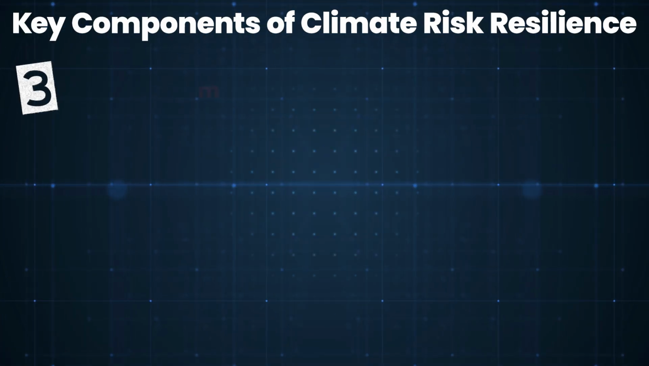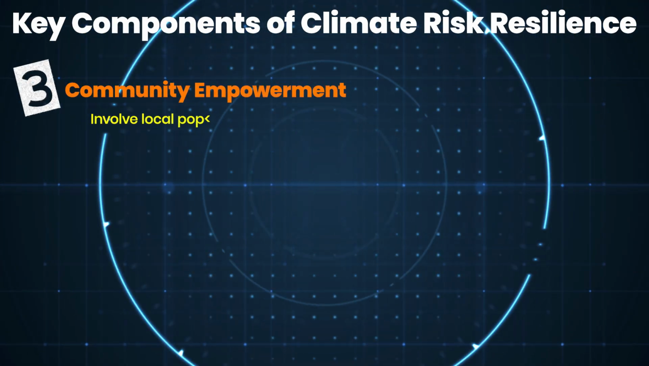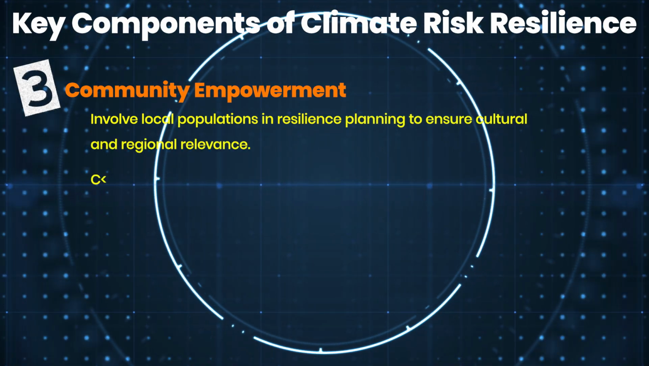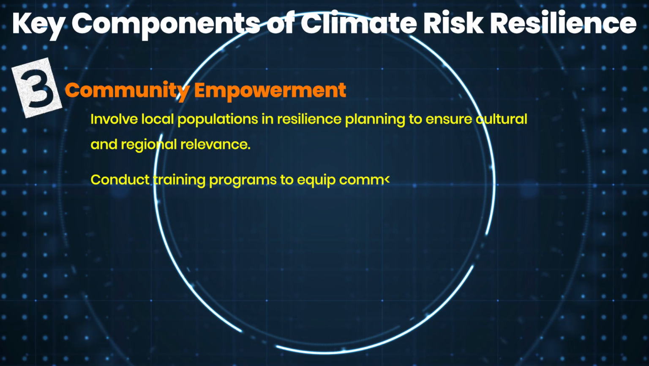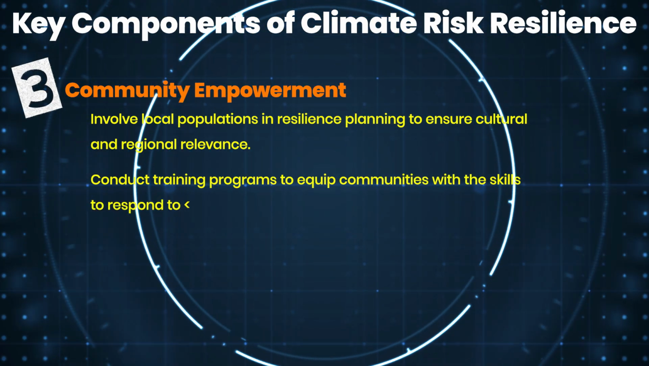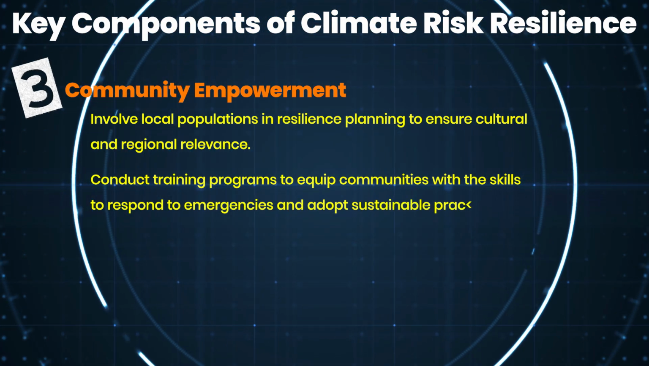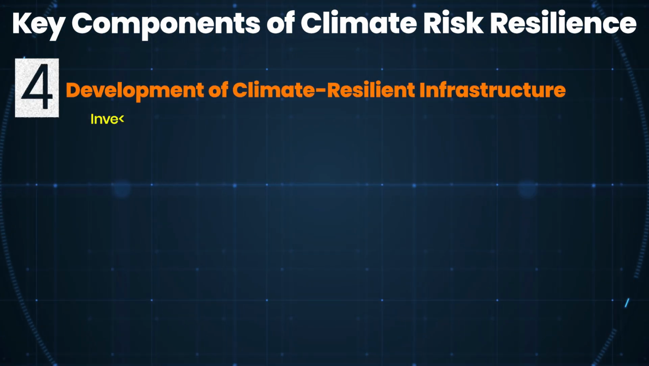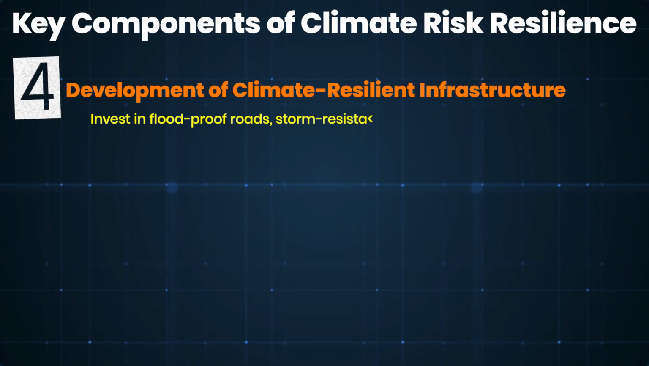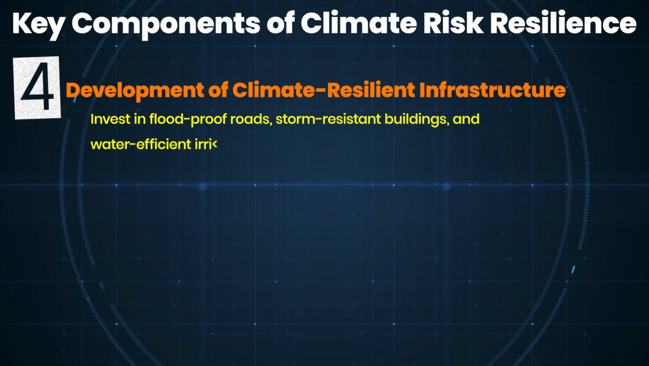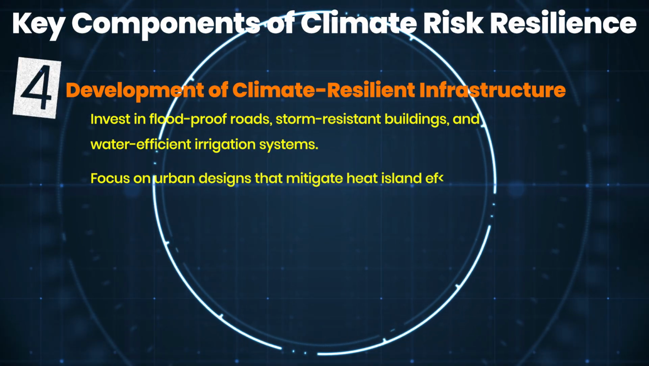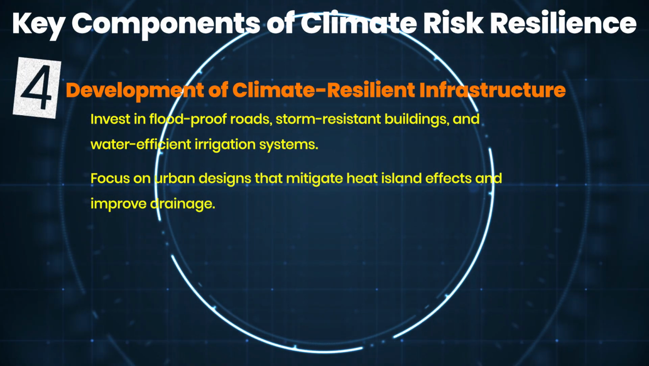And the third is community empowerment. It involves the local population in resilience planning to ensure cultural and regional relevance. For that, conduct training programs to equip communities with skills to respond to emergencies and adopt sustainable practices. Fourth is development of climate resilient infrastructure. For that, invest in flood-proof roads, storm-resistant buildings and water-efficient irrigation systems, and focus on urban designs that mitigate heat island effects and improve drainage systems.